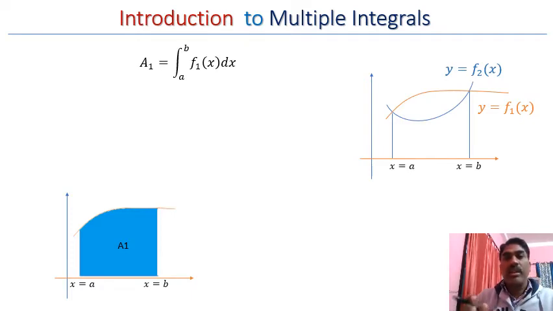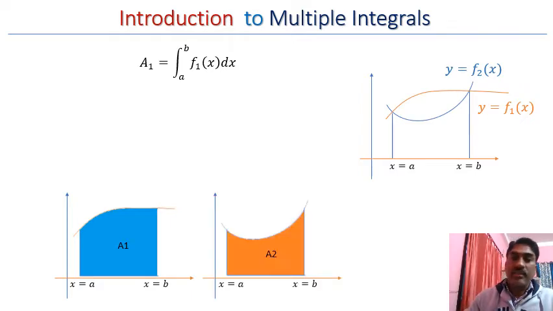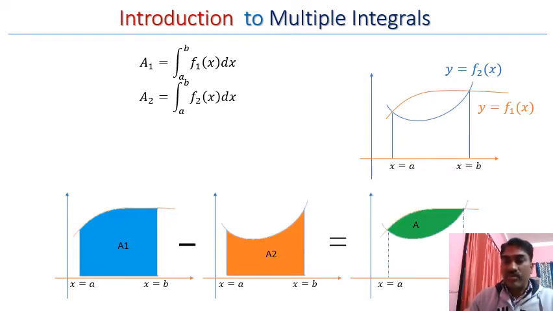You find it by this integral, A1 is equal to the integral from a to b of f1(x) dx. Then you find the area below the curve f2(x) by this formula, A2 is equal to the integral from a to b of f2(x) dx. Then you subtract the smaller area from the larger one. Means you subtract this area in orange color from the area in blue color.